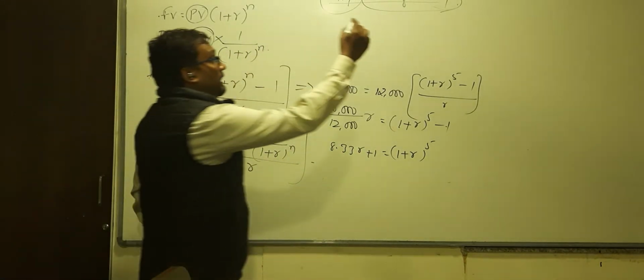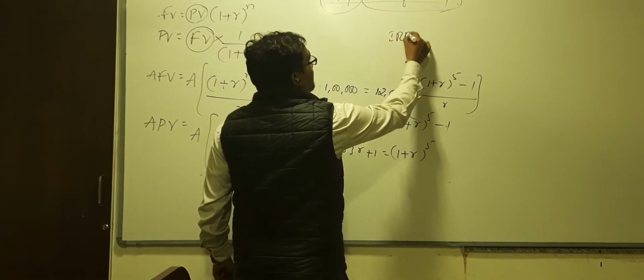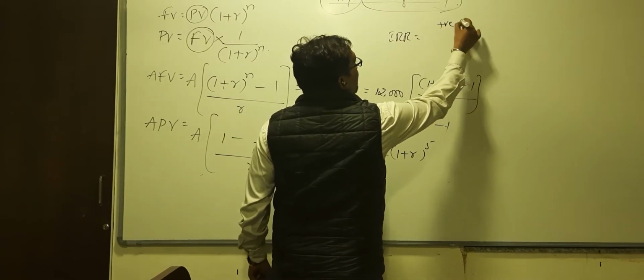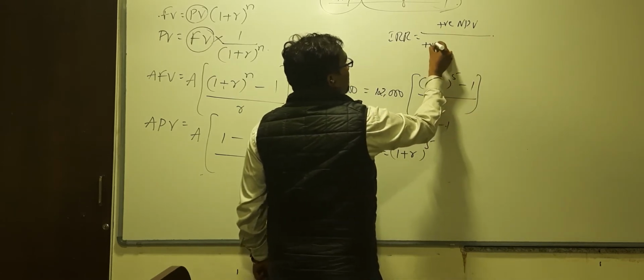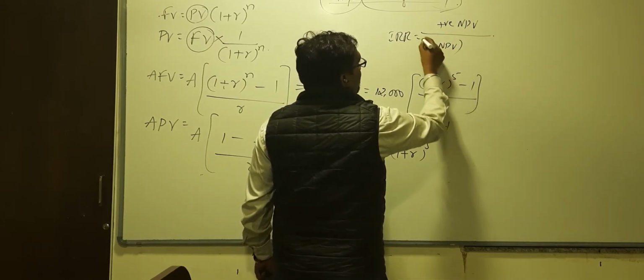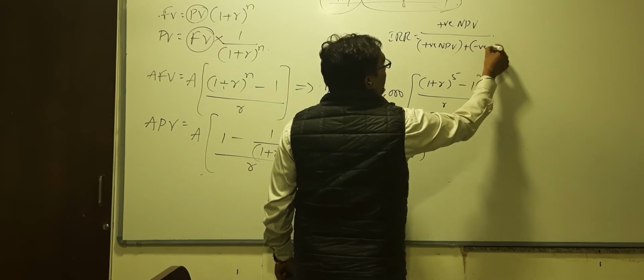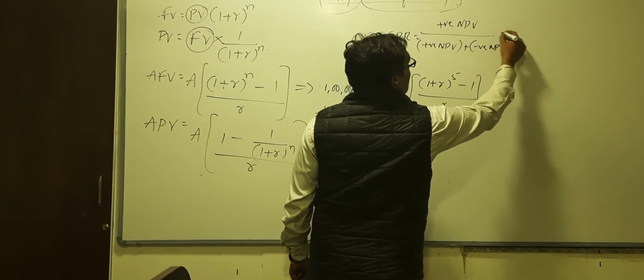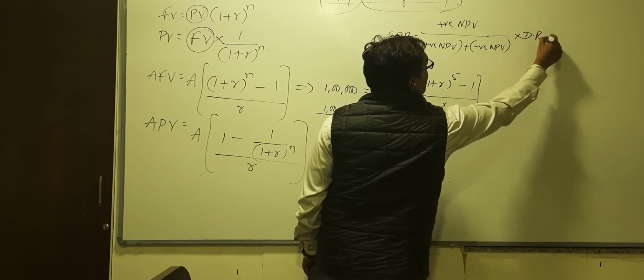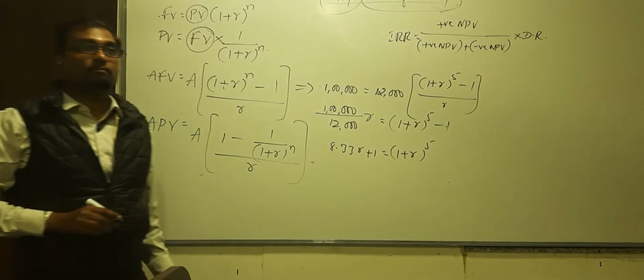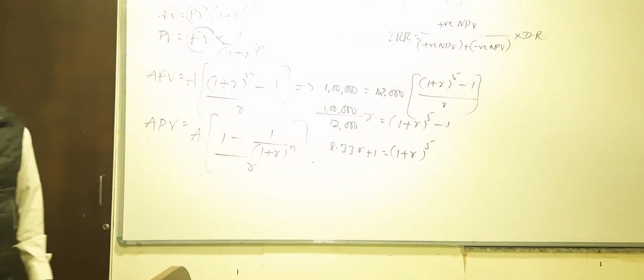Using the IRR concept, the IRR formula is positive NPV divided by positive NPV plus negative NPV, into the difference in rate, DR.